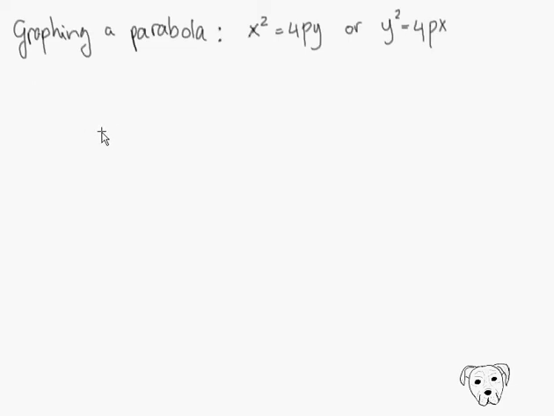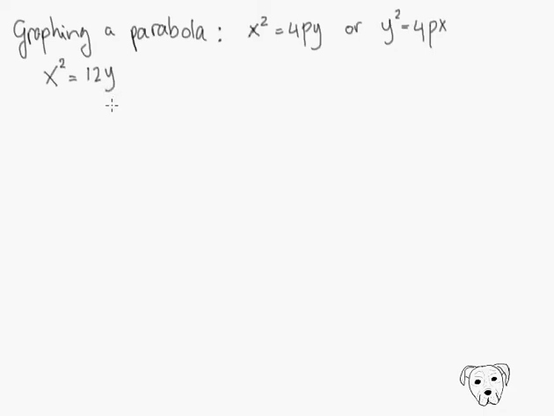Okay, so let's graph parabolas. So we have two types. x squared equals 4py or y squared equals 4px. This will work basically for both of them, but we'll do one example of each. So let's say that the formula that we were given is x squared equals 12y.